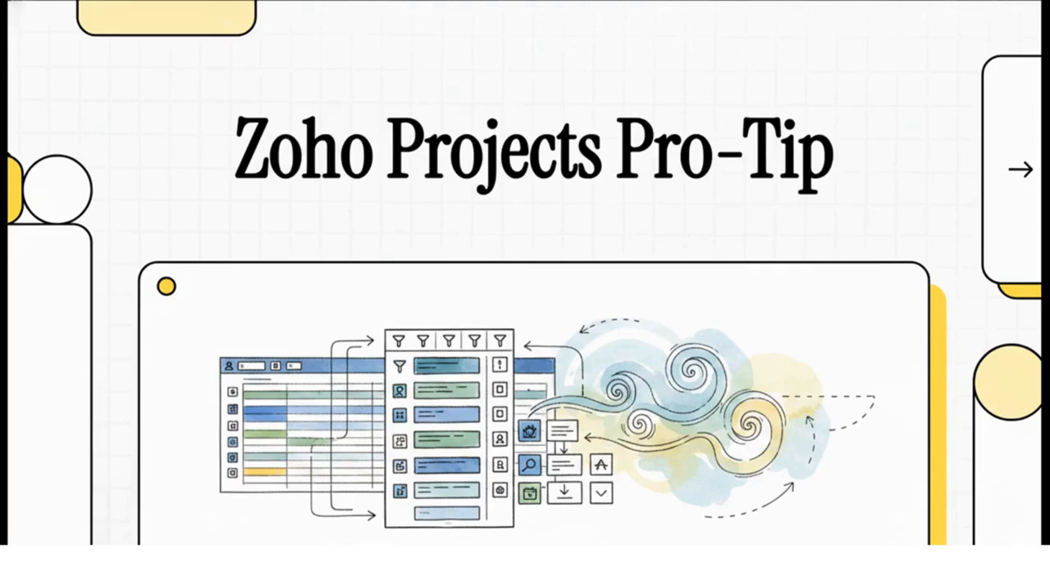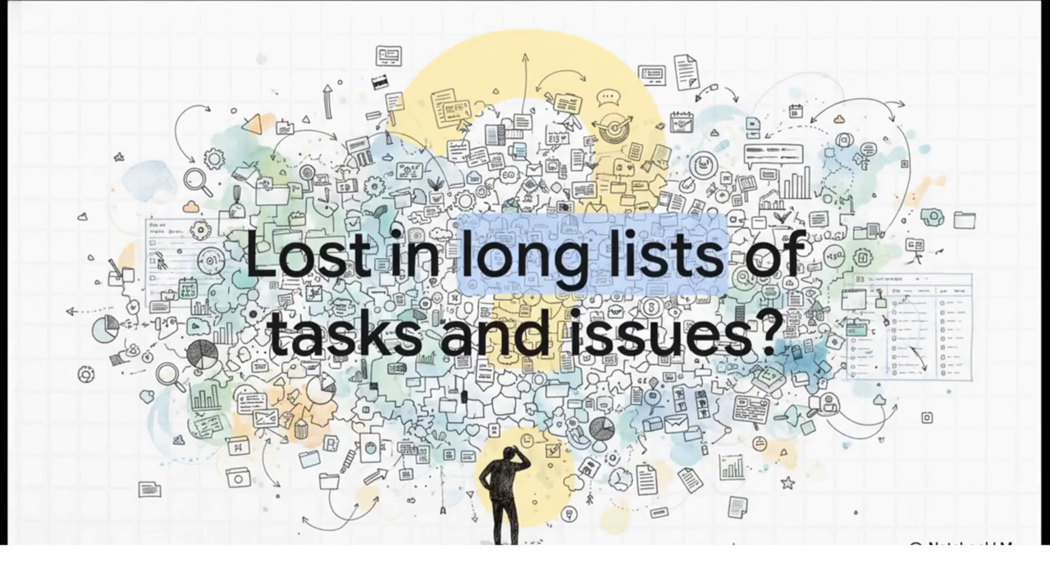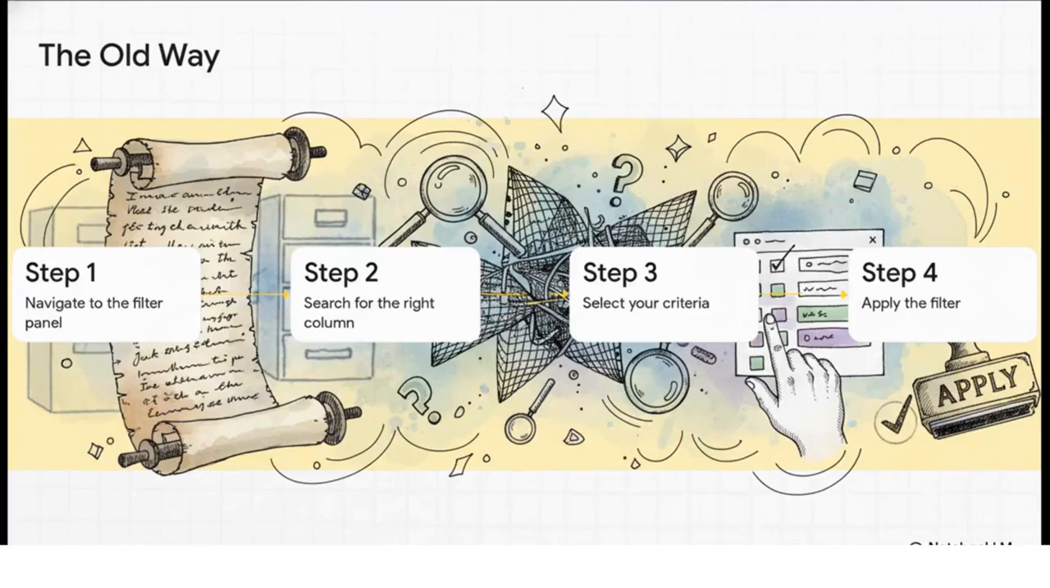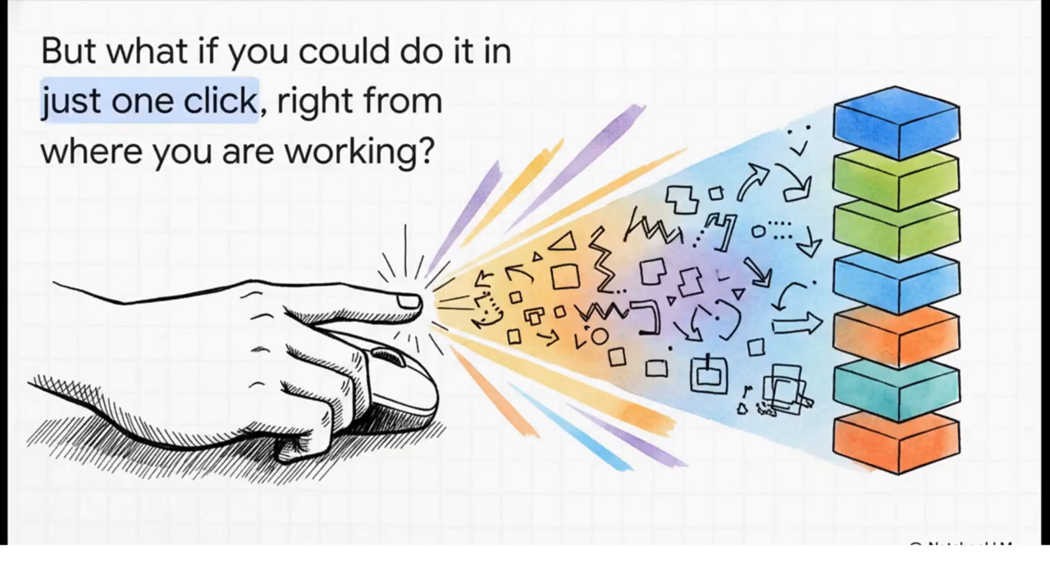Let's jump into a super useful pro tip for Zoho Projects. You know that feeling, just drowning in a huge list of tasks and issues? It's tough. So, to find what you need, you're probably clicking over to the main filter panel. And yeah, that old way, it's just a bunch of clicks that completely breaks your focus. But what if you could do it in just one click right where you're at?